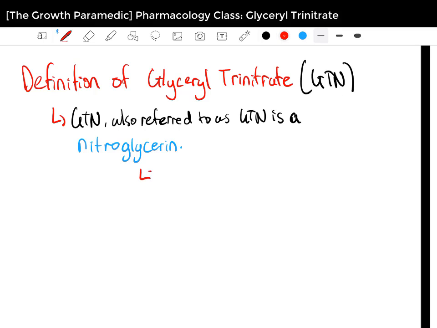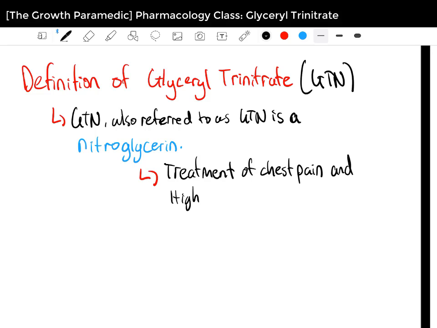And GTN is used in the pre-hospital field for the treatment of chest pain and high blood pressure. So I'm going to highlight that as well. These are the main two key components and effects it has, and why we use it in the pre-hospital field.